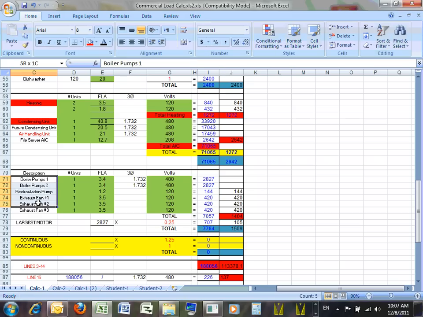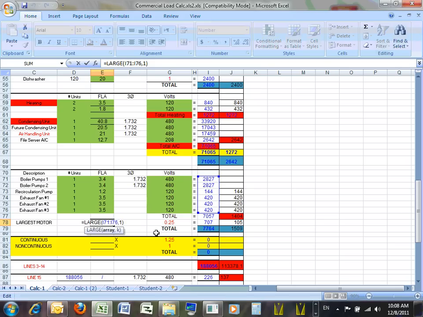All these boiler pumps and exhaust fans, these are from the mechanical engineers giving us the information for the building that we have. That's your building. So we took the full load amps from the nameplate, multiplied by the voltage, depending on what voltage, and came up with the volt-amps. Then, Chris, we took the largest. Look what they did. They took a function here and looked at all these motors. What's the largest motor in volt-amps? And multiply that largest motor by 0.25, because that's what the code says. You take the largest motor, multiply by 1.25, plus all the other motors.